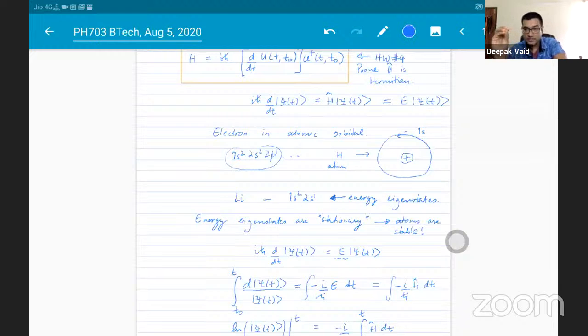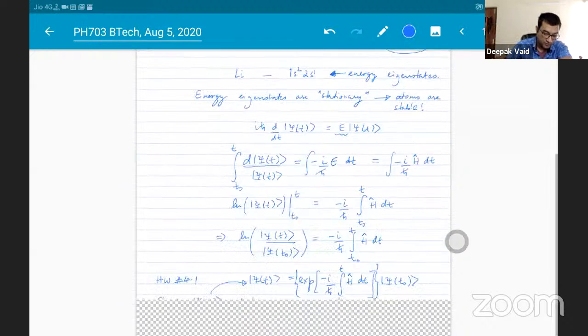Here, in this case, your potential need not be conservative also. Even if you have a non-conservative potential, you can get eigenstates for that potential, that Hamiltonian also.